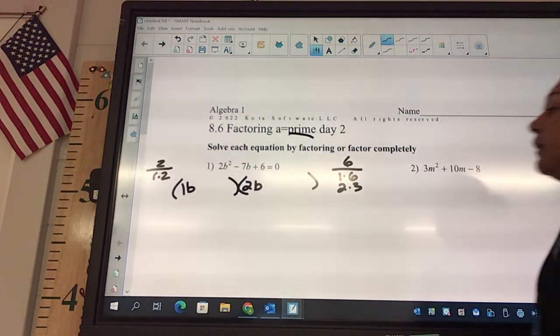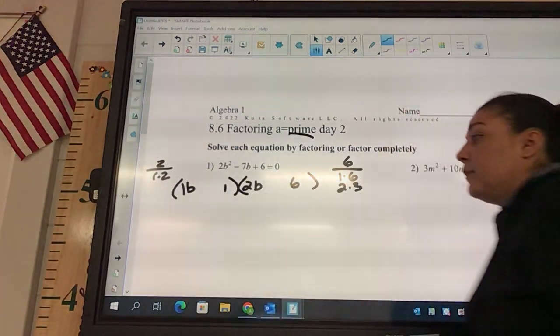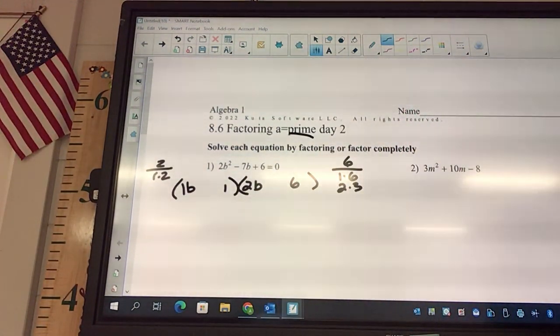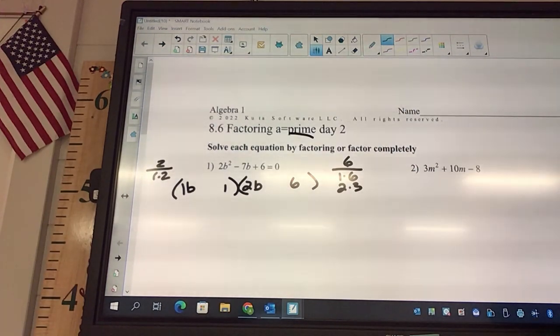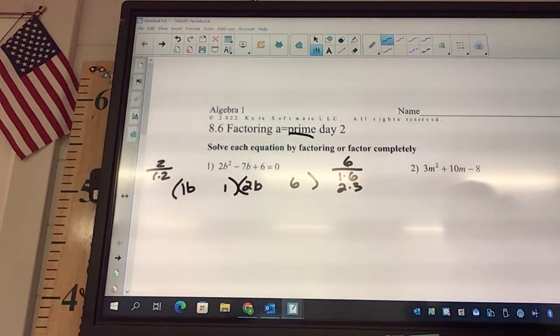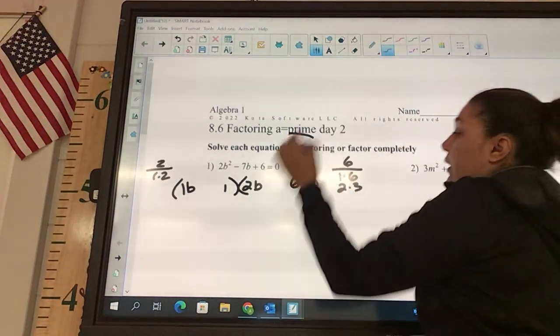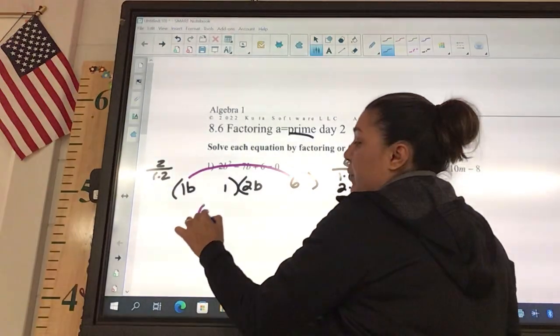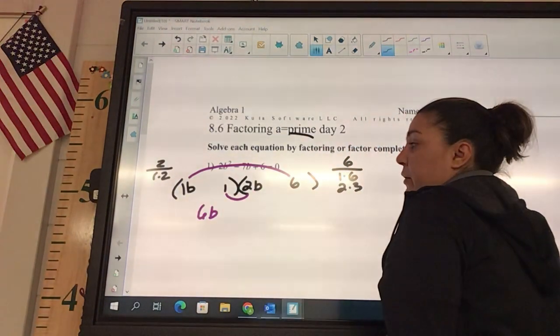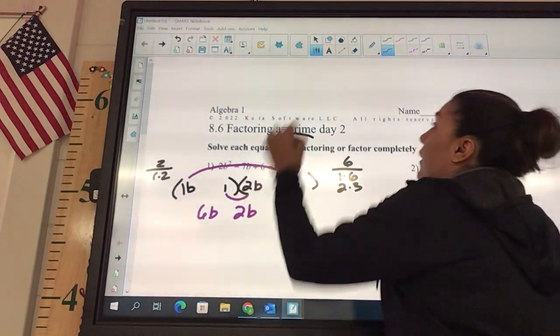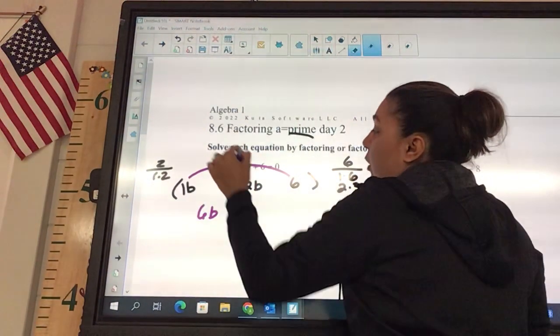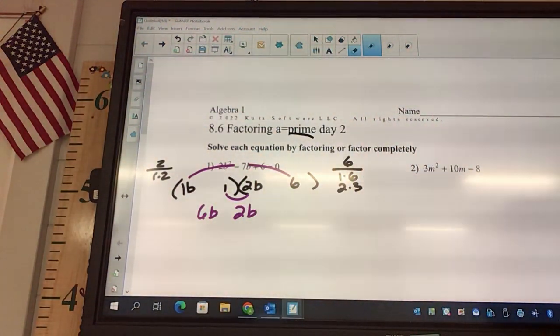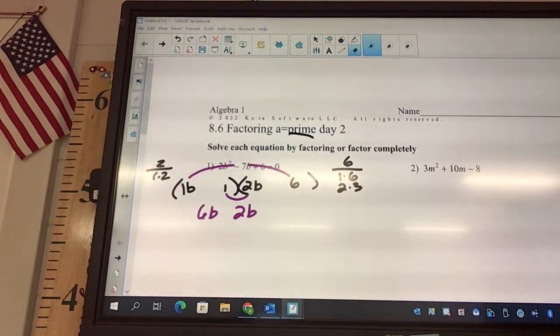1 and 6? Okay, so let's try 1 and 6. Okay, every single time you're going to check the what? Which part of FOIL did we do? The outside and the inside. Okay, so 1 times 6 is going to be 6B. 1 times 2 is 2B. Okay, would a 1 or a 6 and a 2 ever give me a 7? No, so 1 and 6 cannot work.